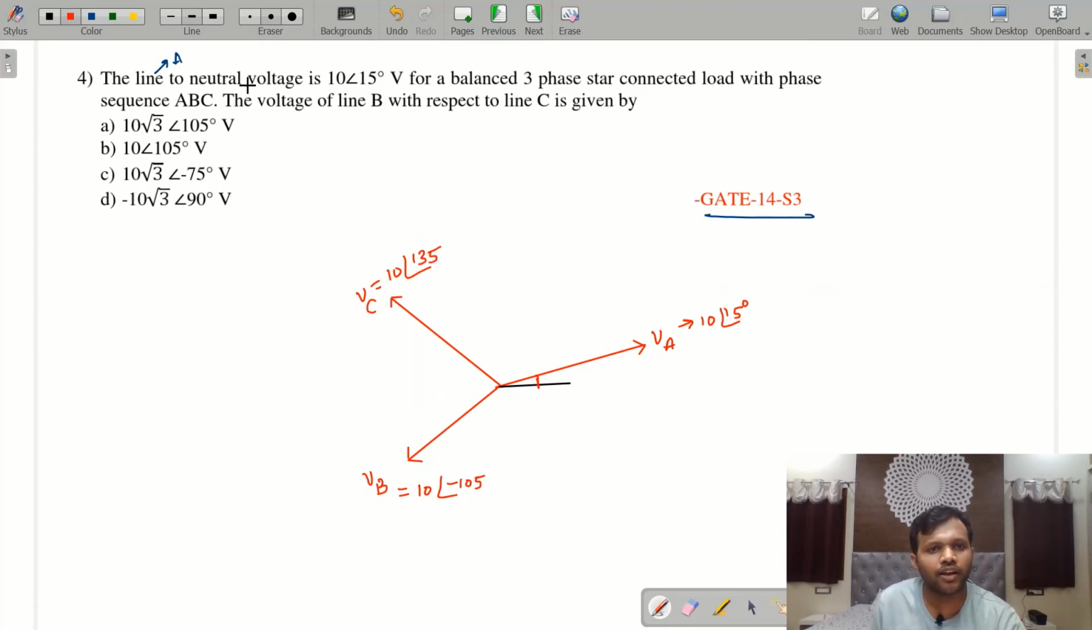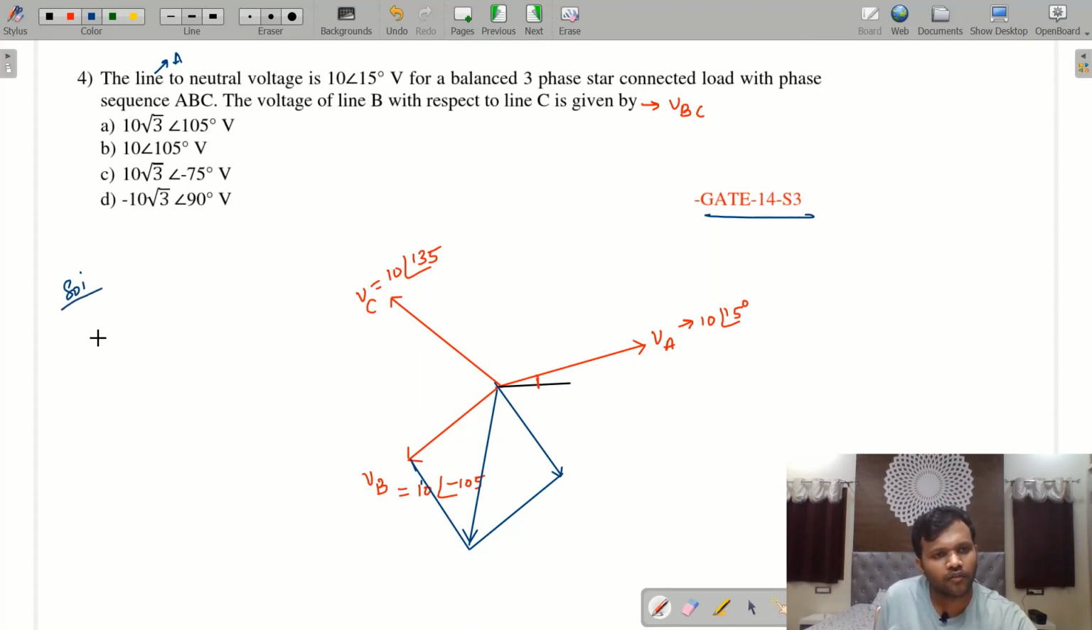And what they were asking, the voltage of line B with respect to C, means they were asking the value of VBC, okay. So where I will get the VBC? Without drawing the vectors also you can find it. To explain clearly, I was using these vectors, that's it. Okay, right. So how much I will get?